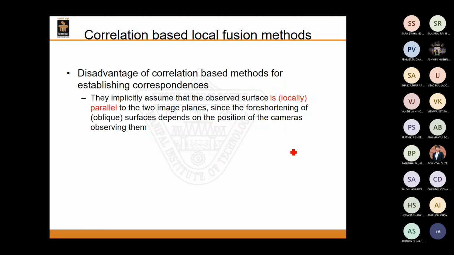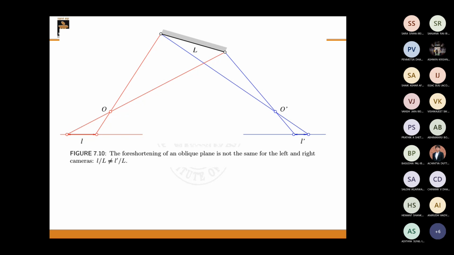Now another concept that you need to know is the foreshortening of oblique surfaces. If you need good results, especially when you are dealing with local based methods, you need to ensure that the plane containing these points is parallel to that of the baseline. If the plane is not parallel and if it is oblique, what happens is the corresponding projected image changes.